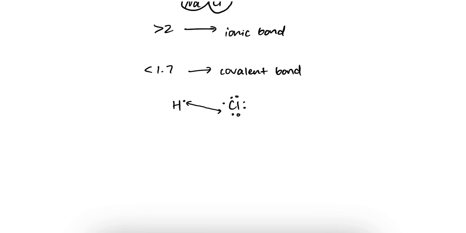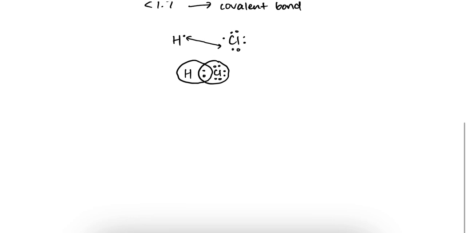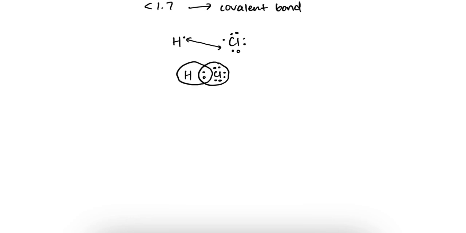So what we get here is a full shell on both atoms, but they share that one electron so that they can both fill their shells and be happy, but neither one can completely take it from the other to form two ions. We can further differentiate covalent bonds by determining whether it's polar or nonpolar. A polar covalent bond is one where the electronegativity difference is still less than 1.7, but it's greater than 0.5.